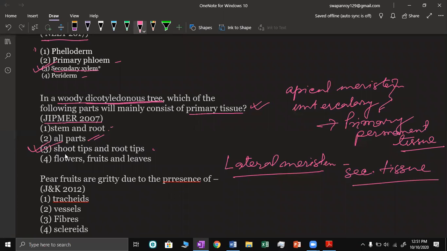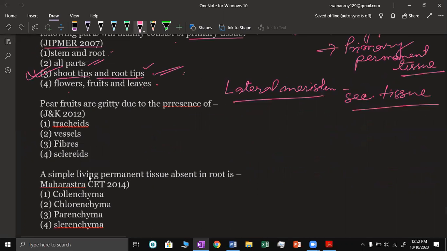That is, in the shoot tip and root tip, there is apical meristem. The root tip also contains apical meristem. So they produce the primary permanent tissues. In a woody dicotyledonous tree, the primary tissue is mainly in the shoot tip and root tip. In the flower, fruit and leaves, some of the secondary growth also takes place. Okay.